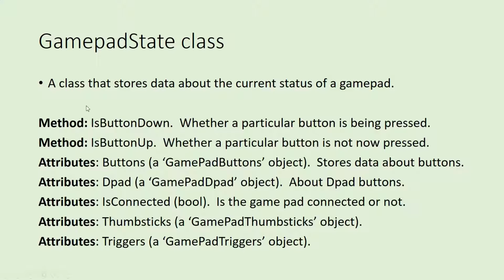So that gamepad state has a bunch of attributes. It's also got methods. You can use IsButtonDown or IsButtonUp just the same as you would use IsKeyDown or IsKeyUp. But there's also attributes which are themselves other objects. So there's a buttons object with a bunch of buttons in them, a D-pad object with 4 buttons, an IsConnected boolean, true or false, whether there actually is a gamepad in that controller. There's a thumbsticks object and a triggers object. We'll see them in just a moment.